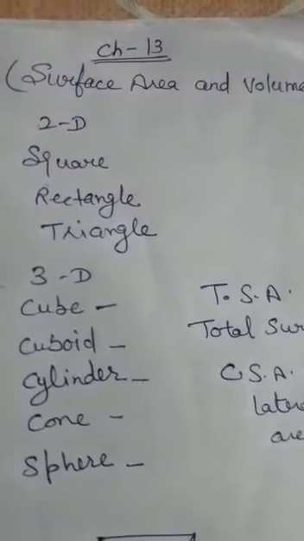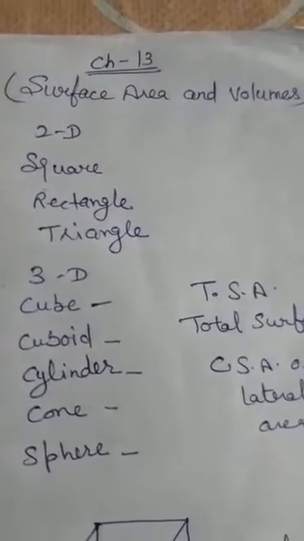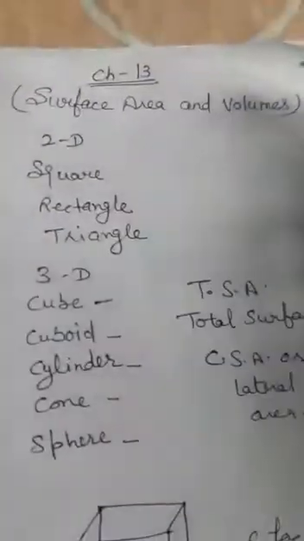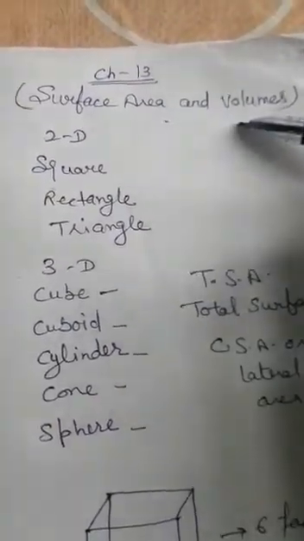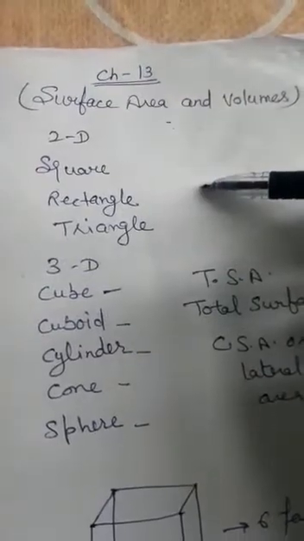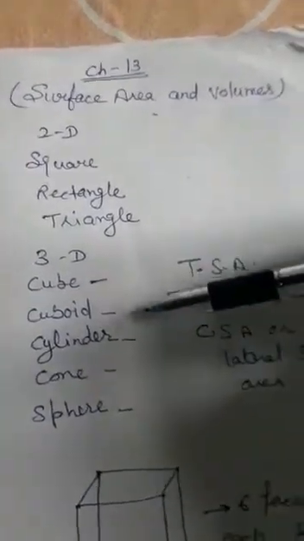As our revision for first term has completed and we have started the syllabus for second term, today we will start chapter number 13, that is surface areas and volumes. In this chapter we will learn how to find the surface area and volume of three-dimensional figures.